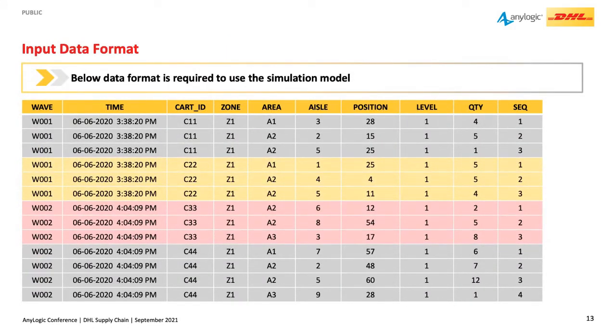This is the format of the data that we need to feed into the model. So we require these columns in the model. We have a unique ID, and the third column is the cart ID for each grouped order. Zone, area, aisle, position level: these columns indicate the locations to visit, and the last column is the sequence in which the cart will travel from location to location. So here, if we focus on cart ID C11, then it will go to 3 locations, which are indicated by zone, area, aisle, position level, and it will go by the sequence 1, 2, 3.